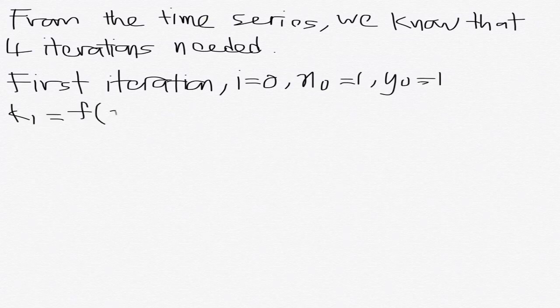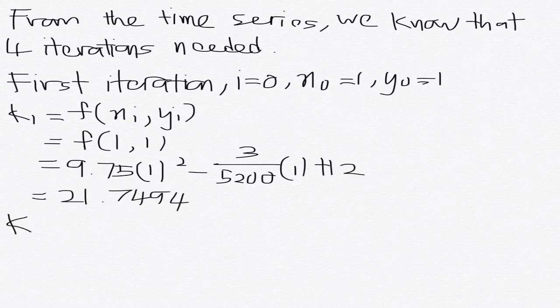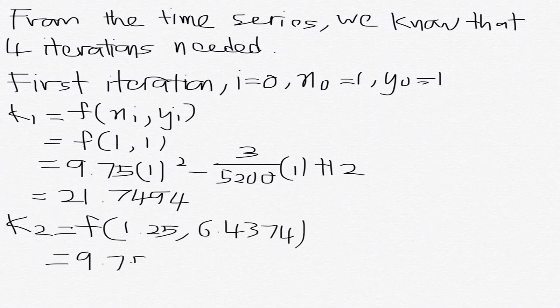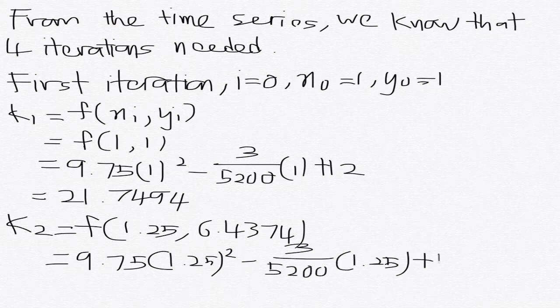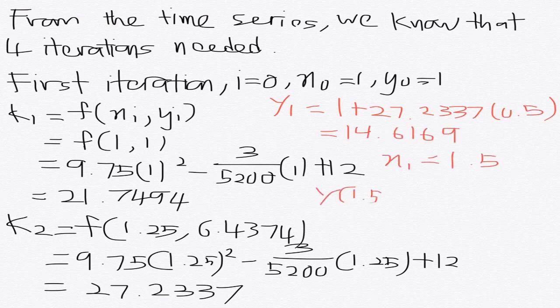For the first iteration, we will do the same thing as with the Heun method. We will find K1 and K2. After finding K1 and K2, we will substitute and find y1. Do the same thing for the second iteration.